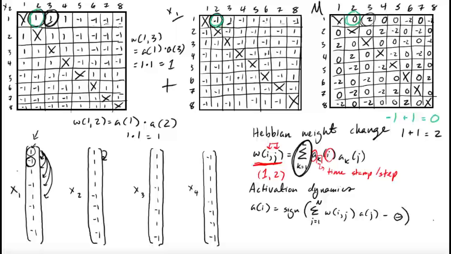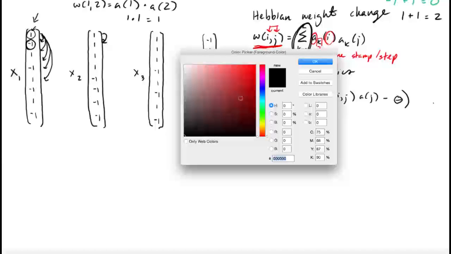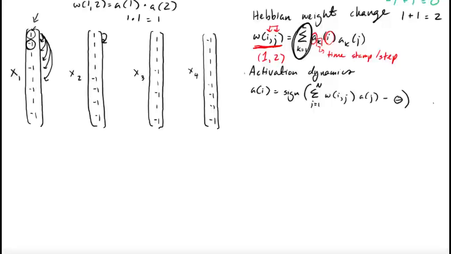So in order to do this, let me just scroll down real quick. We're going to be using the activation dynamics equation, which is the second one written on the page. We'll use yellow for this. Right here. Which essentially means that the activation state of a given neuron, i, is a sine function, we'll get to that in a second, of the weight of a given synaptic connection, times the activation state of the second neuron over here. Minus a threshold.